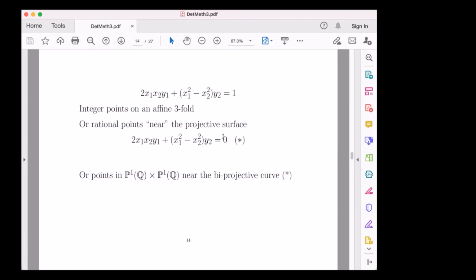It's homogeneous of degree 3. Alternatively, indeed, because it's homogeneous of degree 2 in the x's and homogeneous of degree 1 in the y's, you can think of this as giving a biprojective curve in P1 cross P1. So there are 3 different points of view to handle our problem. And which of these 3 points of view will be the most effective to use?